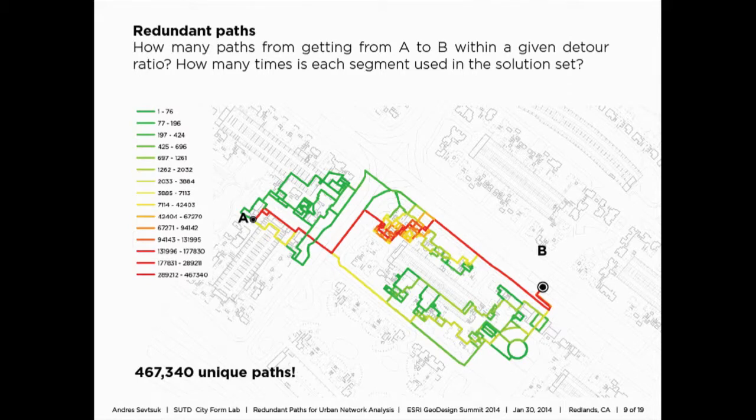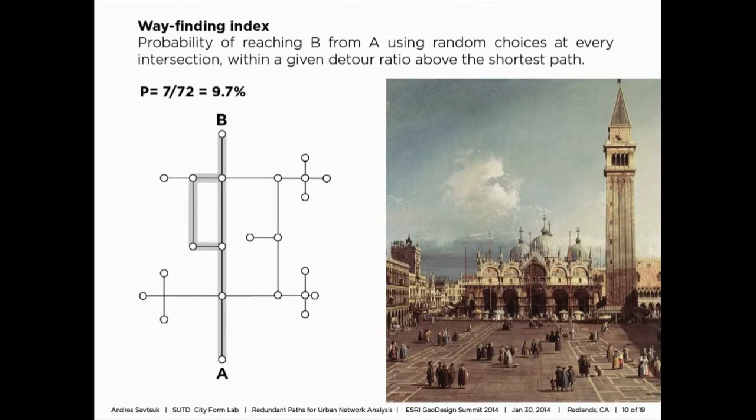And we can rank them in terms of how likely they're to be used or how often they're reused in this analysis, and then sample a certain set of paths that might be more different for further study. For instance, for studying the actual observed walking preferences of people. The wayfinding index is an index that relies on redundant paths, but what it computes is the likelihood of finding a destination B from an origin A by taking completely random choices at every intersection along the way. So it's kind of a tourist index.